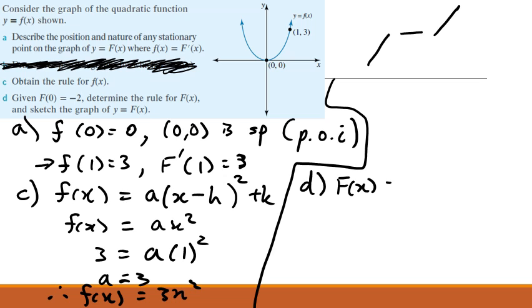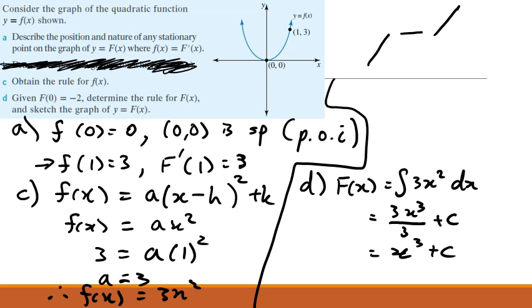So big F of x is equal to the integral of 3x squared. So we get 3x cubed over 3 plus c, which is nice and easy because then you just get x cubed plus c. Then if you read here, given that f naught is -2, sub that in. So nice and easy. Then F of x equals x cubed minus 2.